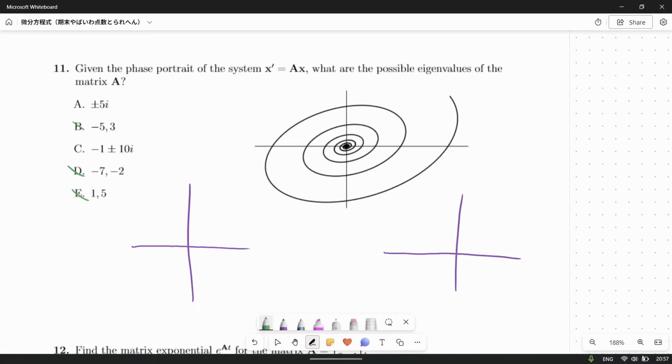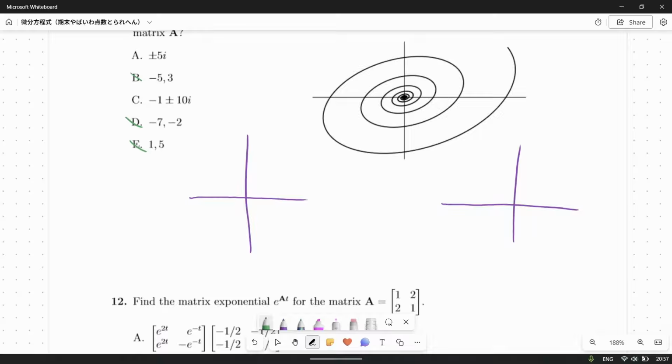Now I'm only going to focus on complex eigenvalues. So let's just say a plus or minus bi. In order to end up with a spiral, you need to have either a positive a or a negative a, but not 0. So that would mean that your complex number has a real part and an imaginary part. So we'd say that a has to be either greater than 0 or less than 0, but not equal to 0.